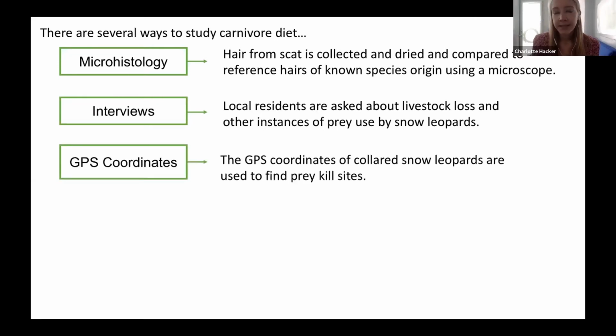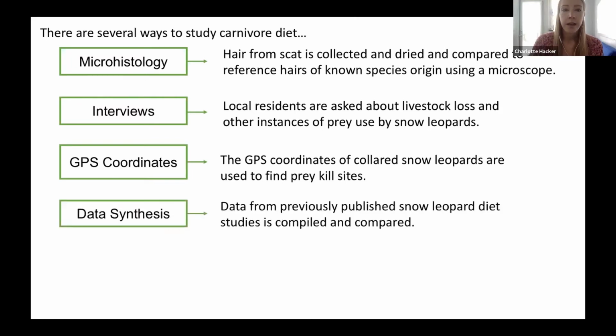With GPS coordinates, this is where, for snow leopards that are already collared, you use their GPS information to identify kill sites, and then you can go to that site and actually see what the snow leopard killed. With data synthesis, this is kind of where all of the data that's been published on snow leopard diet is put into a pot, and then we start to make inferences about regional differences or different trends in diet.